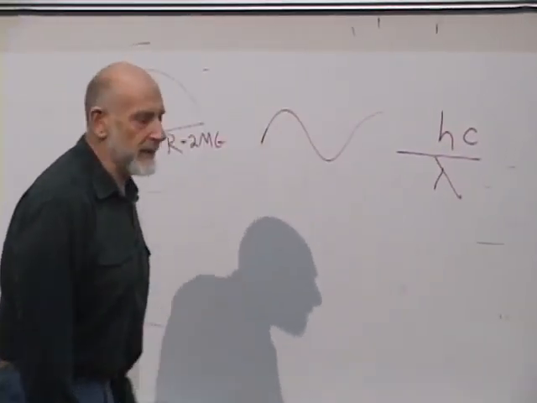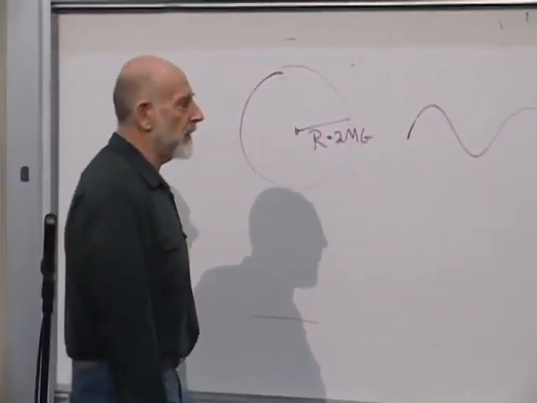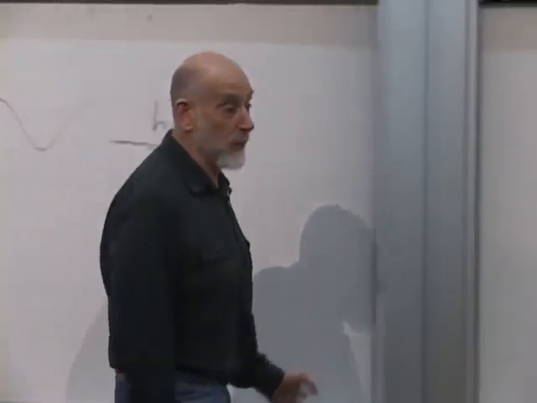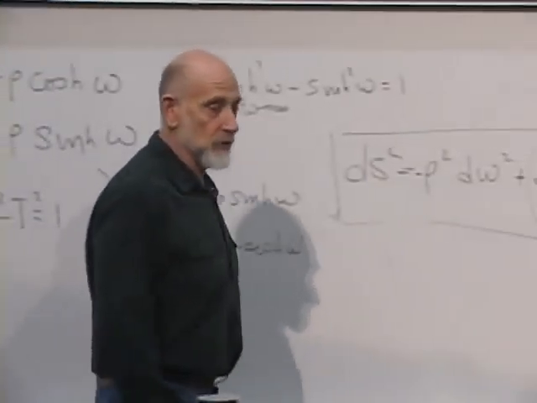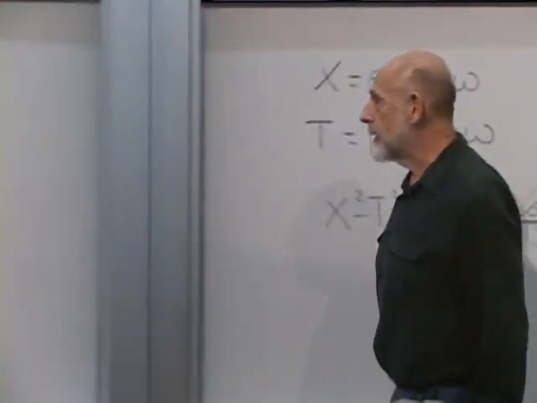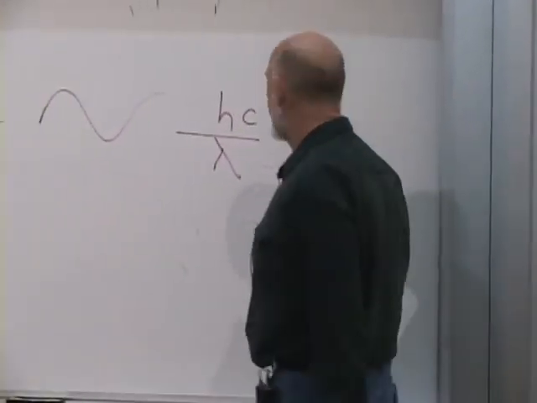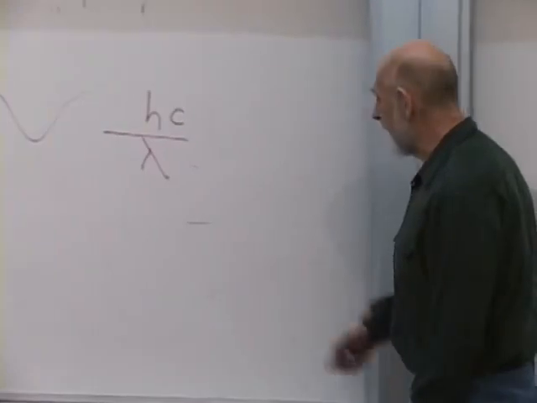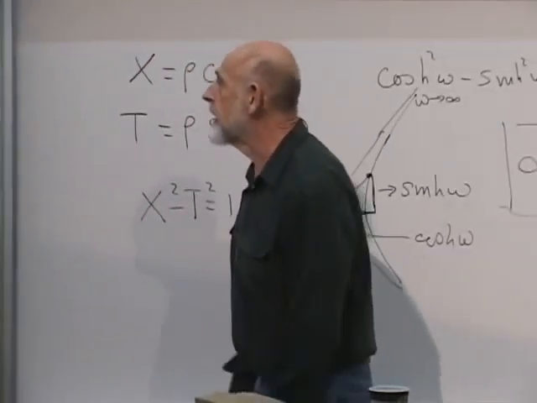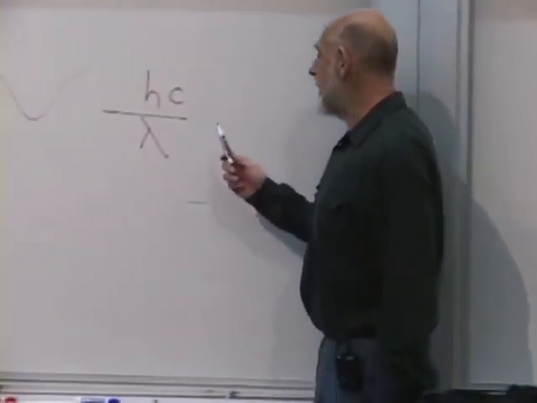For the moment, I'm going to keep the constants. Later on tonight, we're going to throw away the constants, or not throw them away, but we'll work in units in which they're equal to 1. I get bored carrying them around, but let's keep them for the time being. All right, h times c divided by lambda.